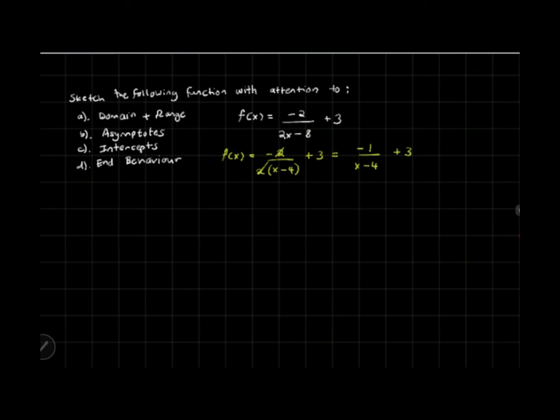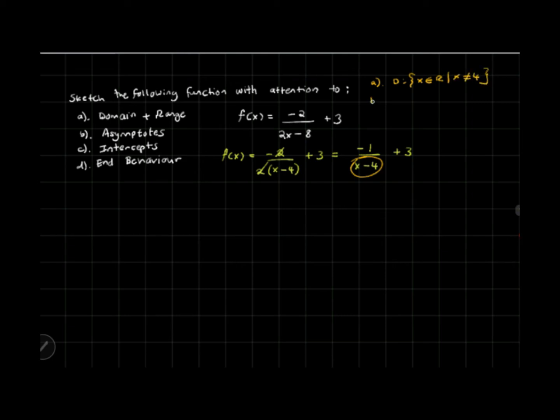Now just by looking at the simplified function, you can notice that for the domain of this function, x can belong to the set of all real numbers, but one value that x cannot take on is 4, because if x is equal to 4, then the denominator here would become 0, and that becomes a restriction. So x cannot equal 4.